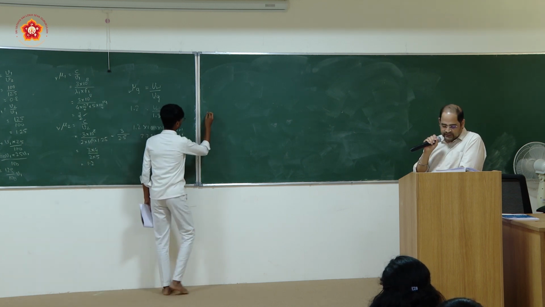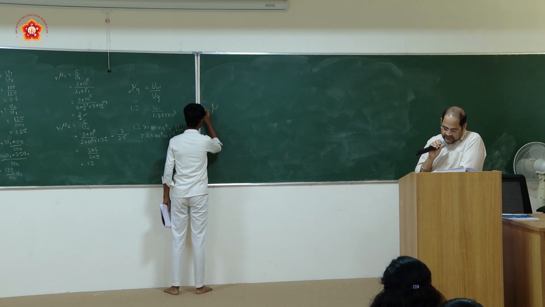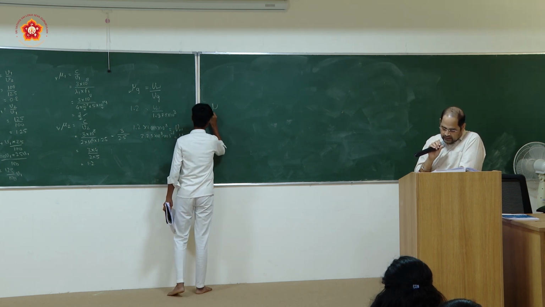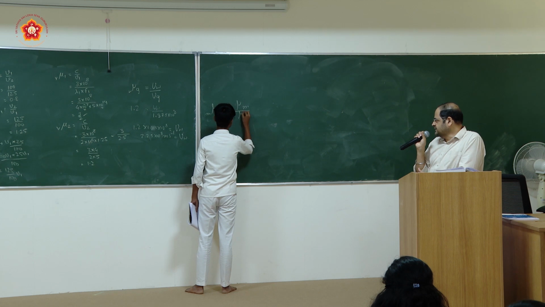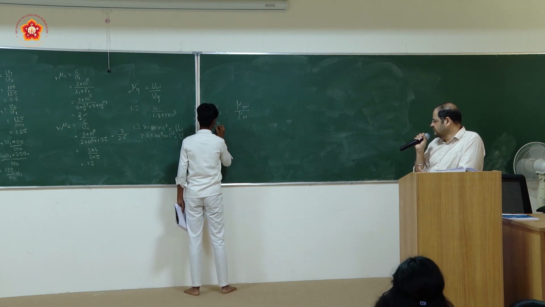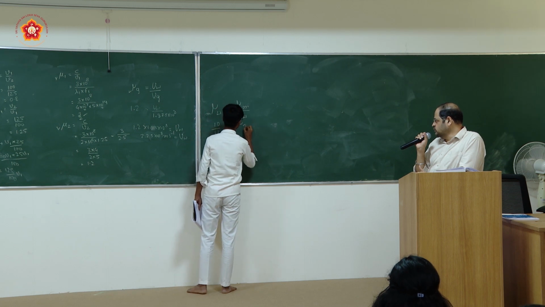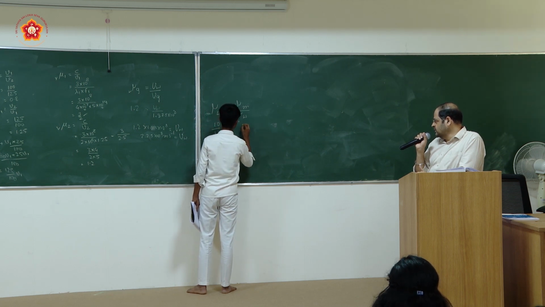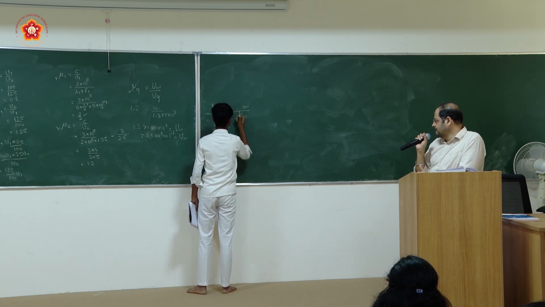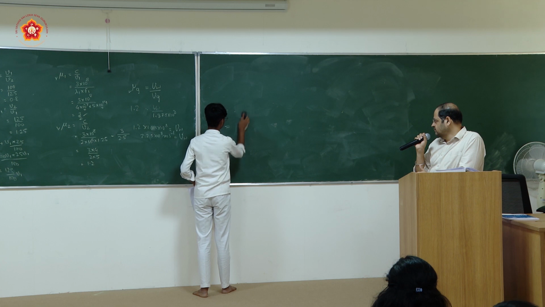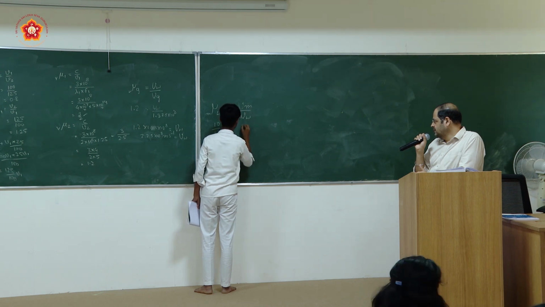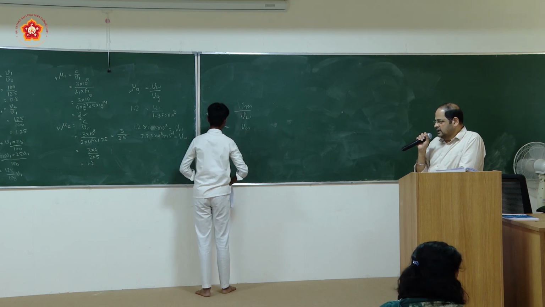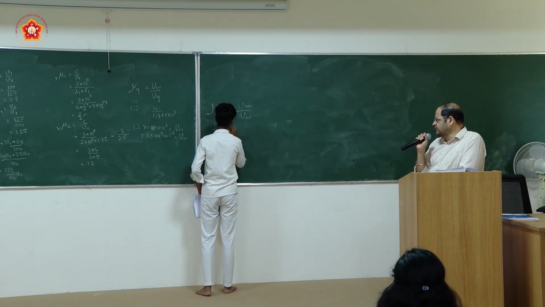Then again you have to use the relation given to you. That is, the refractive index of water relative to the medium is velocity in medium upon velocity in water. So 10 by 11 is equal to velocity in a medium, V should be written, upon the velocity in water, which is calculated as 2.25 into 10 to the power 8.